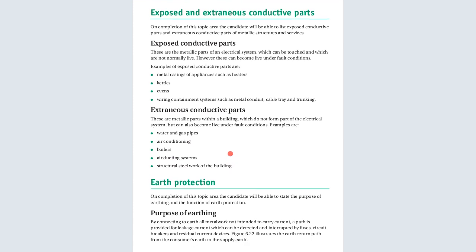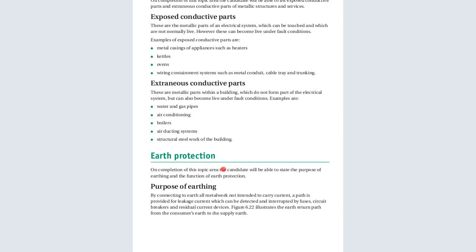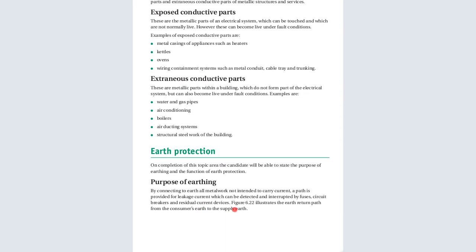Earthing protection. Now, the purpose of earthing is connection to the earth of all metalwork not intended to carry current. Now, a path is provided for leakage current, which can be detected and interrupted by fuses.